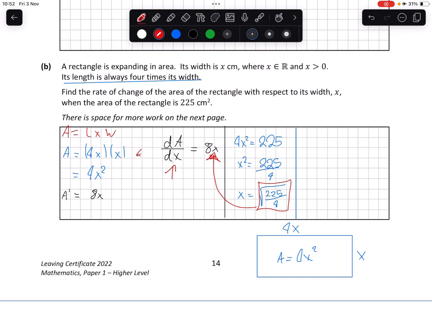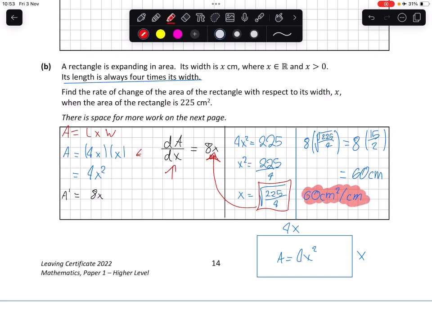Because dA/dx, well, that tells us how much the area is changing when we change the value of x. So in the end, what we're going to have is 8 multiplied by the square root of 225 over 4. And when we calculate that, what we're going to have is 8 multiplied by 15 over 2. And that's just the same thing as 60. So in the end, what we have is a change of 60 centimeters squared, because we're dealing with area, per centimeter. And this right here is going to be how much it's changing when we change the value of x.